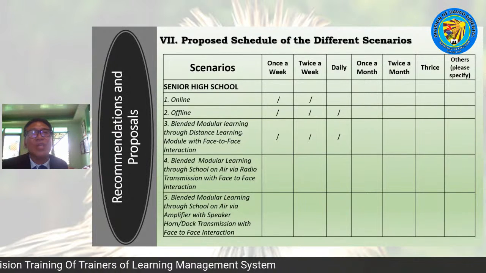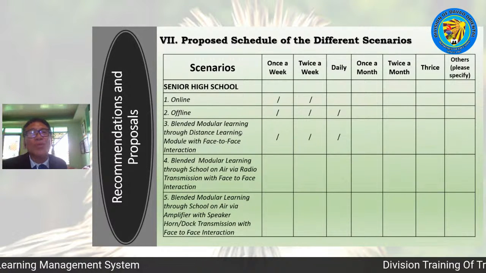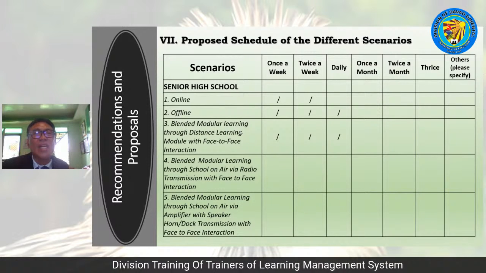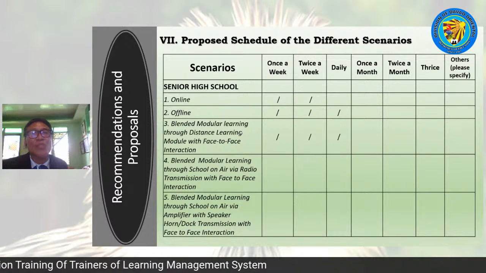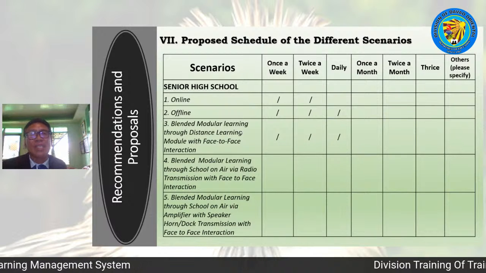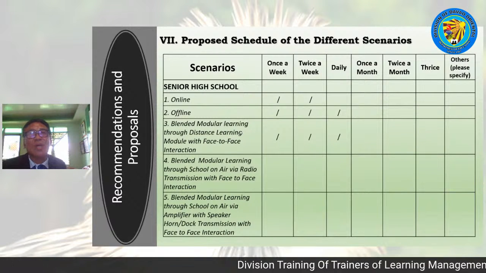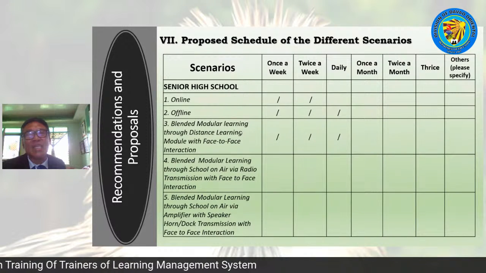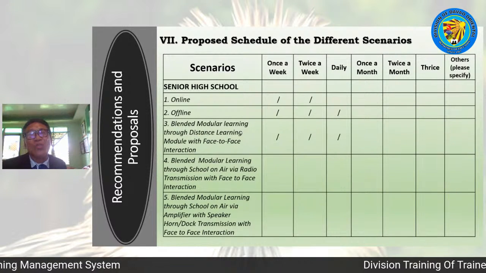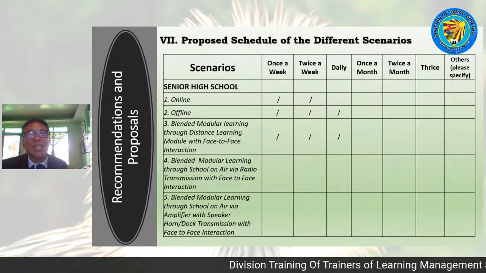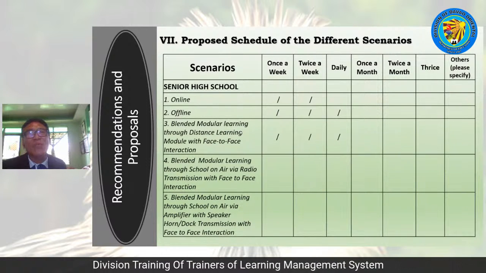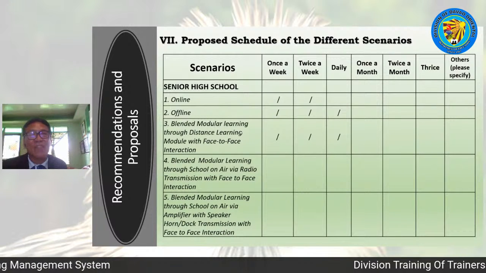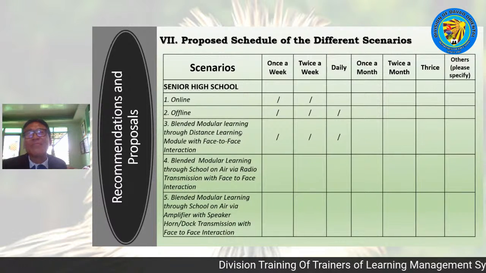Okay, for the senior high school, online 2, offline 3, then blended modular learning through distance learning module with face-to-face interactions, the same. They try to choose once a week, twice a week, and daily. So depende na yun sa school heads natin kung ano ang gusto nilang gawin, na twice a week, once a week, or daily sa pagtuturo during the soft opening of classes. Okay, next.